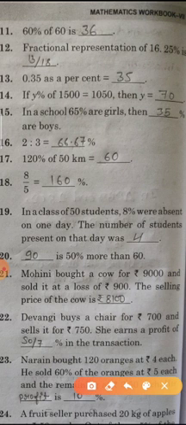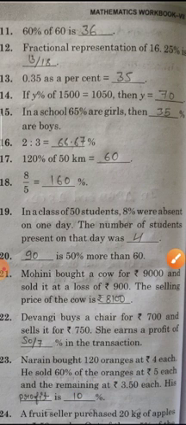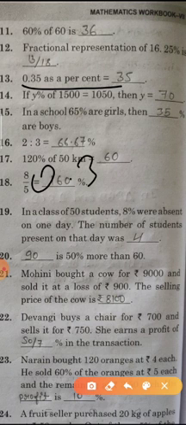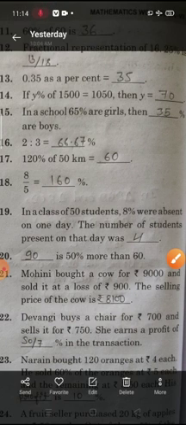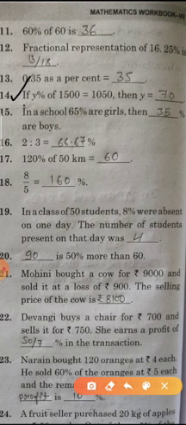Question number 12, fractional representation of 16.45% is 13 upon 18. We convert the decimal to a fraction and divide by 100. So after solving we got 13 upon 18. Question number 13, 0.35 as a percentage. 0.35 multiply 100%. So after multiplying we got 35%.